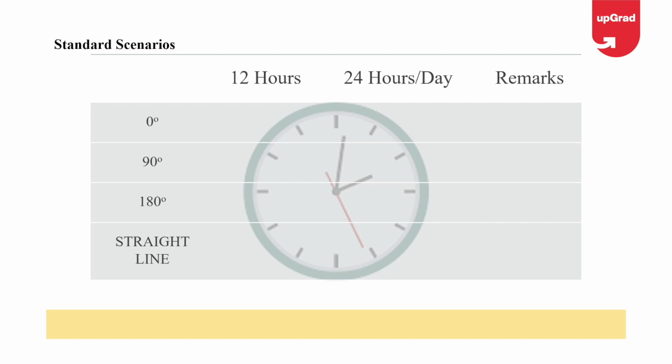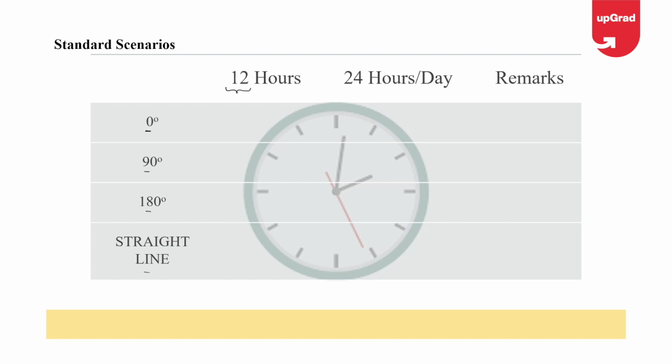So my first question here says, in how many such instances in a 12 hour span do the needles form 0 degrees? My next question is, in 12 hours how many times are the needles at 90 degrees? In 12 hours how many times are the needles at 180 degrees? And in 12 hours how many times are the needles in a straight line position? These are my 4 questions.